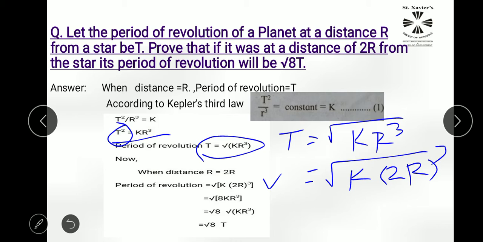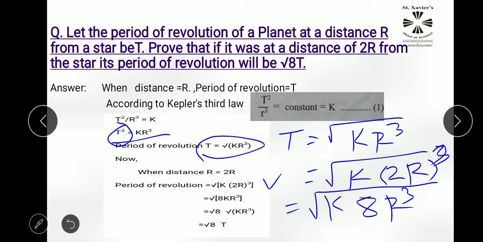Same thing is written over here, students. This is cube. Now when you open the bracket, it will become under root k as it is. Here 2 cube will become 8, because 2 cube is 8, students. So k as it is, 2 cube will become 8, and r cube is r cube.